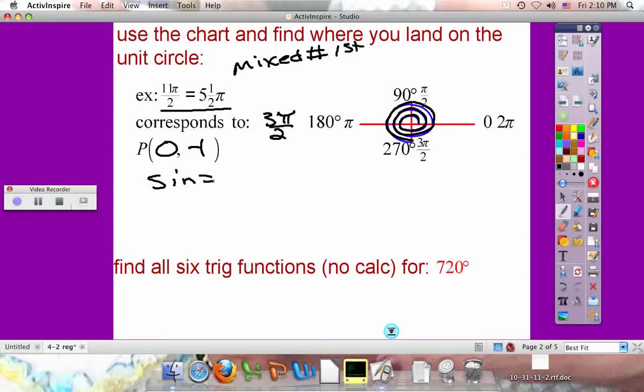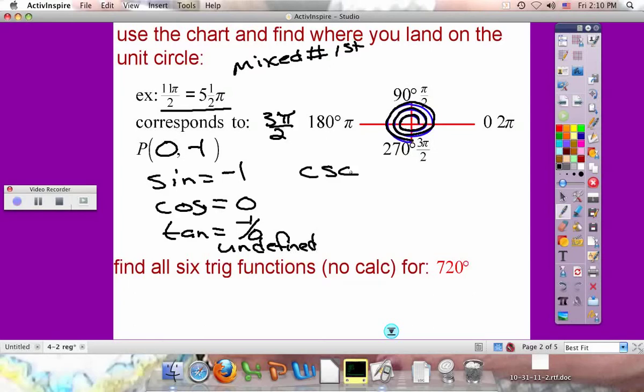Sine is equal to y value, negative 1. Cosine is equal to the x value, 0. Tangent is equal to y over x, negative 1 over 0. That's undefined.